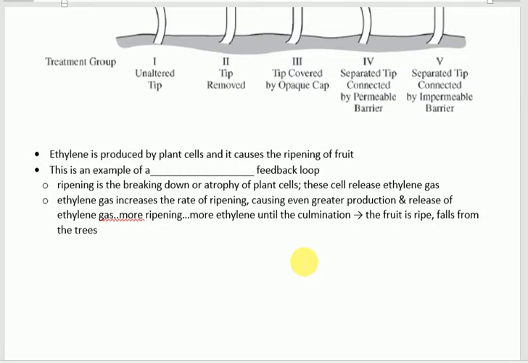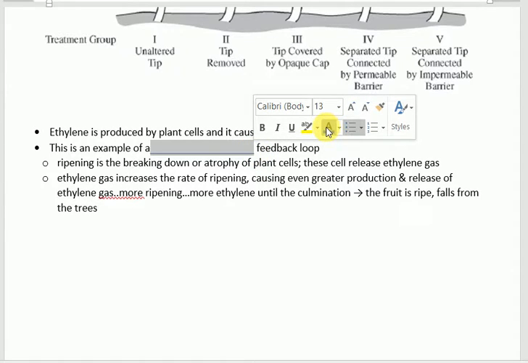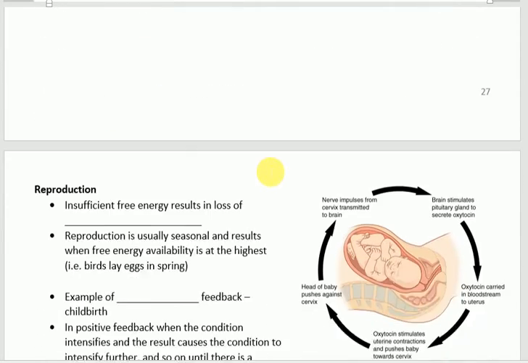Then we have ethylene, and it is produced by a plant cell, and it causes the ripening of fruits. And this is an example of a positive feedback loop. So ripening is basically the breaking down or the atrophy of plant cells. And when this happens, the cells release ethylene gas. And the gas increases the rate of ripening, causing even greater production and release of gas. So more ripening, more ethylene until the culmination, which is the fruit is ripe, and it ends up falling from the tree. So that is a positive feedback.